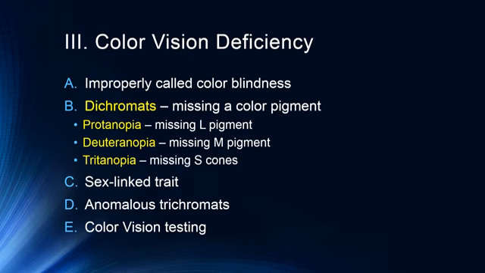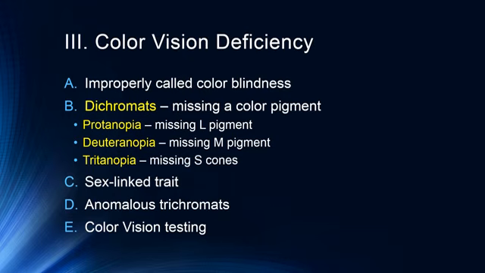I want to talk now about color vision deficiency. This is improperly often called color blindness. In fact, the only genuinely colorblind people are those who have achromatopsia, which is damage to the cortical centers of the brain responsible for processing color. Most people are what we call a dichromat. That is, they're missing one of the color pigments.